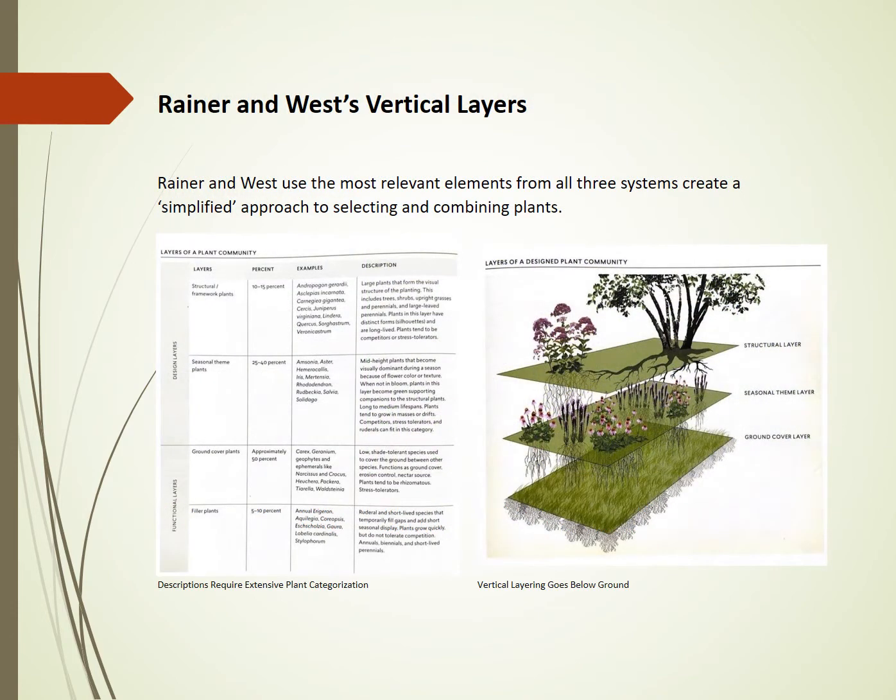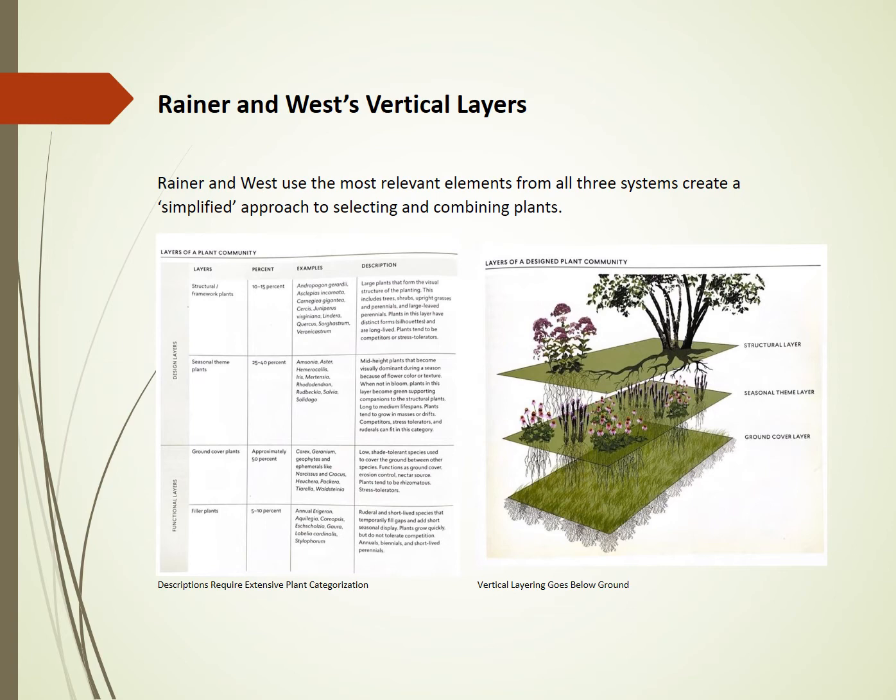What Rayner and West did was to use the most relevant elements from all 3 systems to come up with their vertical layering approach to plant selection and design. They start with the most visibly noticeable plants and work their way vertically down, filling in 4 main layers: the structural plants layer, the seasonal plants layer, the ground cover plants layer, and the dynamic filler plants layer.